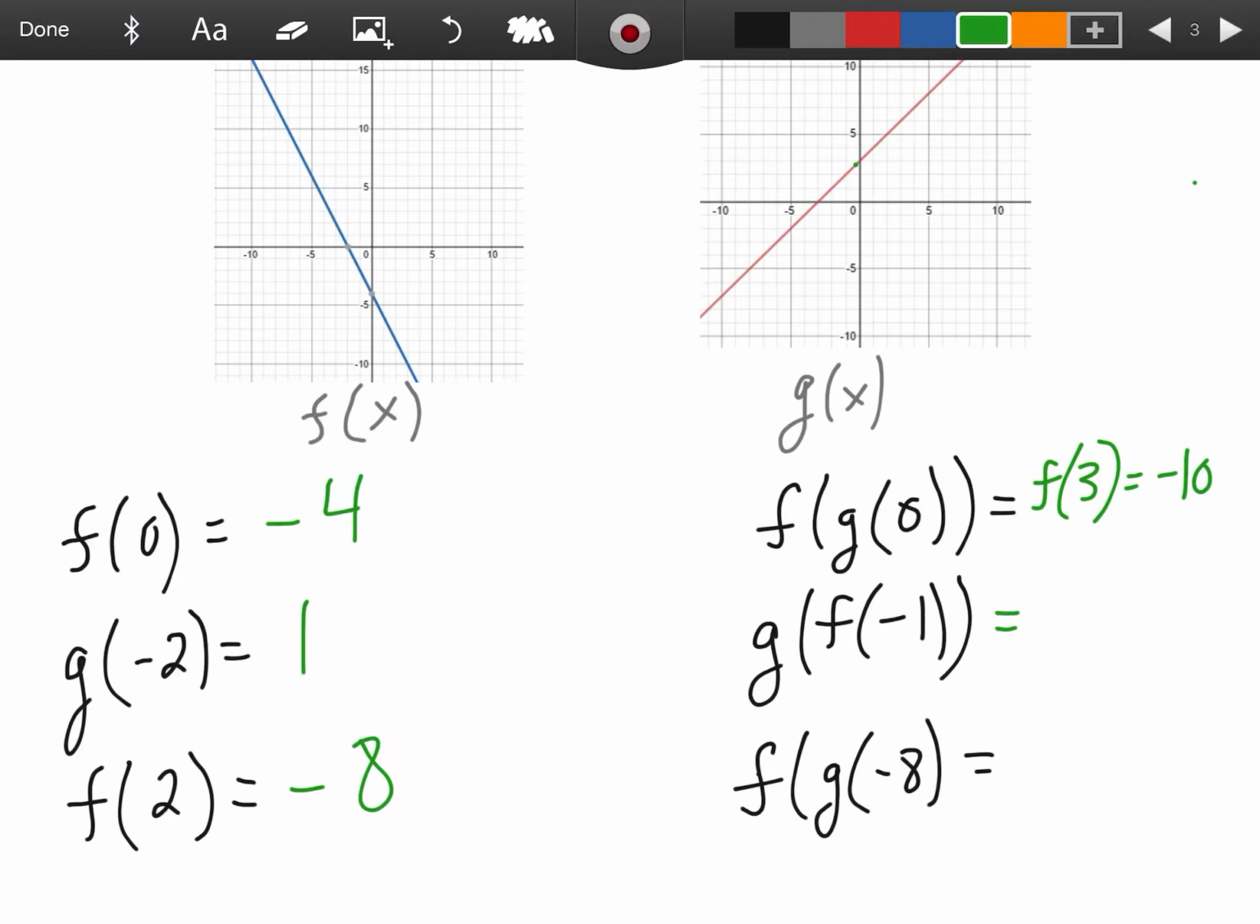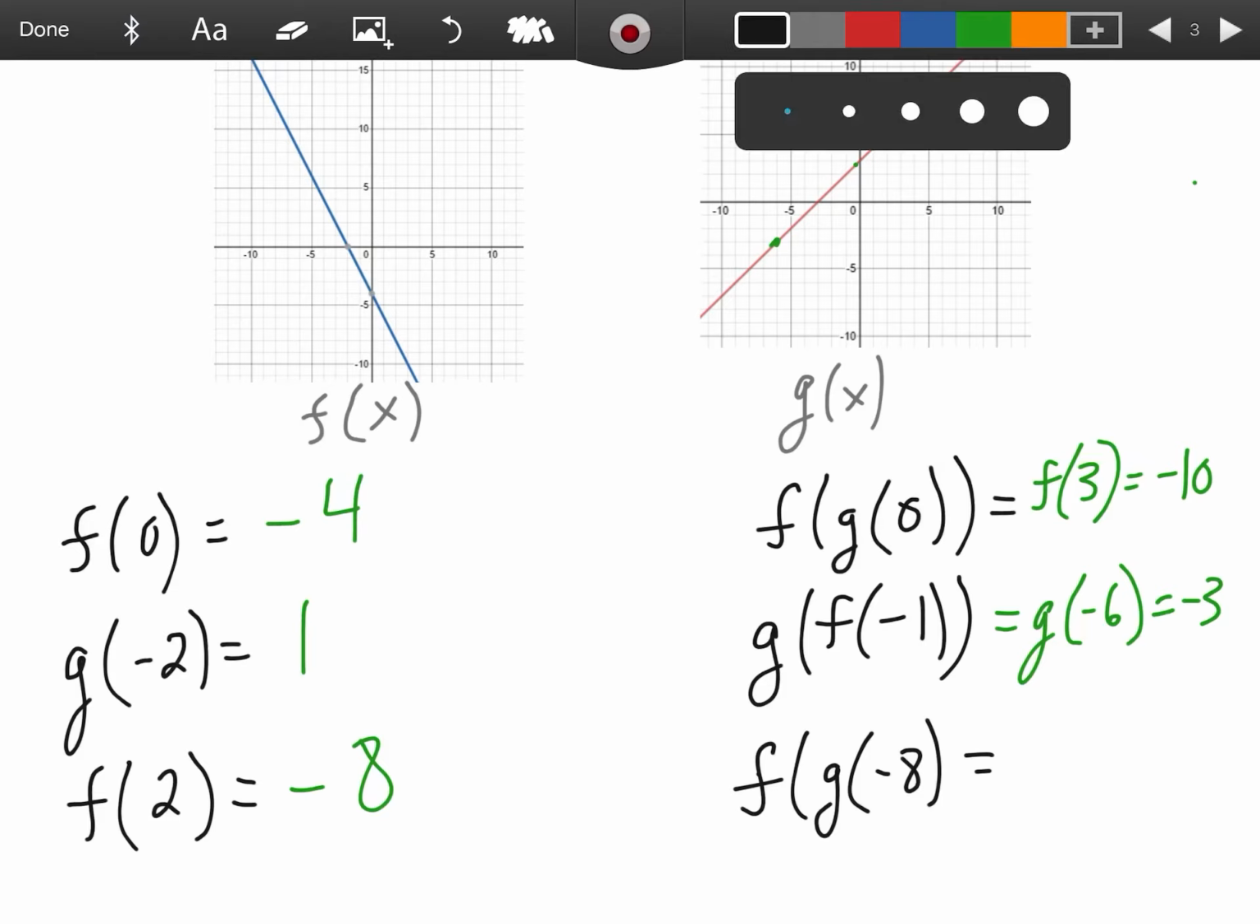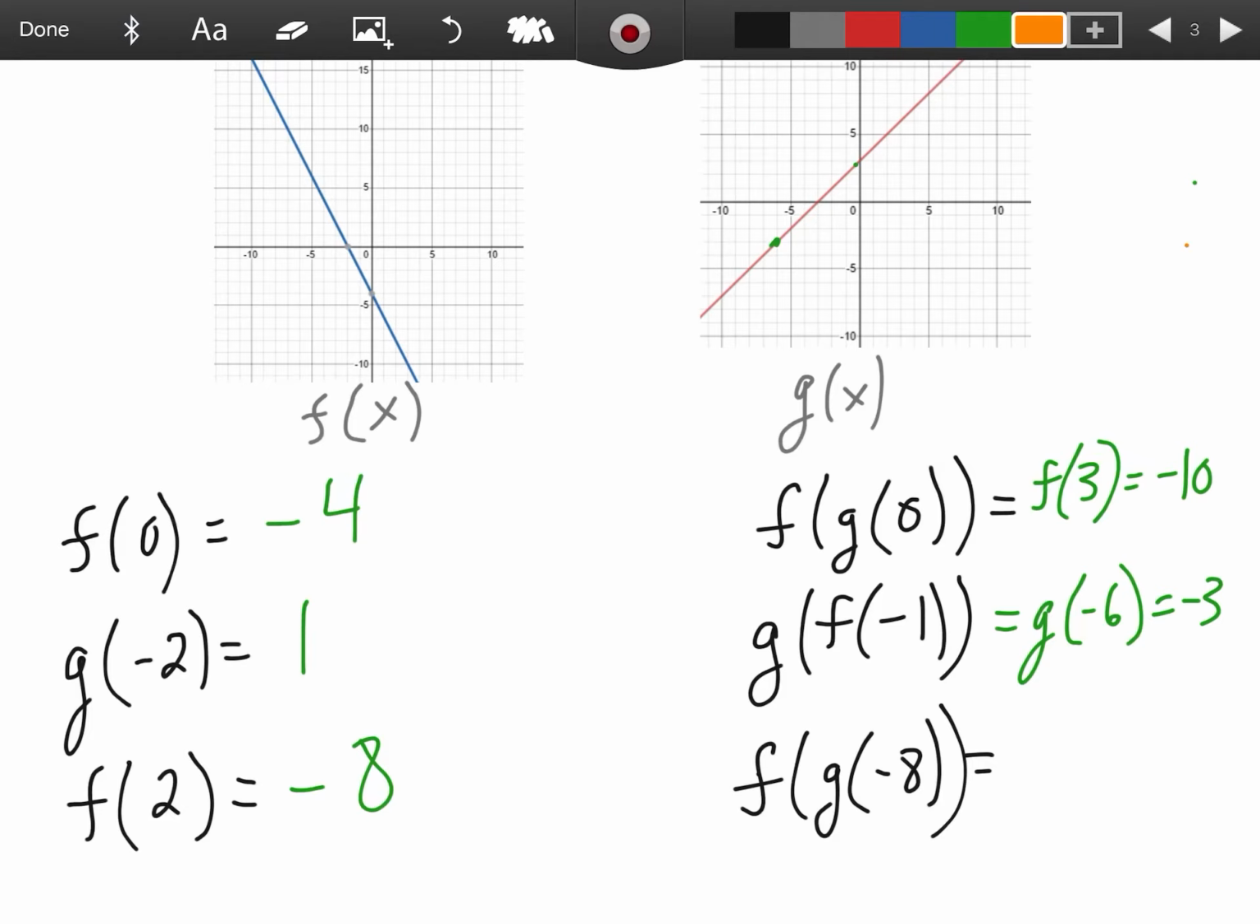All right, g of f of negative 1. f of negative 1 is negative 6, so now I'm looking at what's g of negative 6. g of negative 6 is negative 3. Beautiful. Now, f of g of negative 8, I missed a parenthesis there, that's embarrassing. g of negative 8 is negative 5, so then that's f of negative 5. Going over here, f of negative 5 is 6. So f of negative 5 is 6.